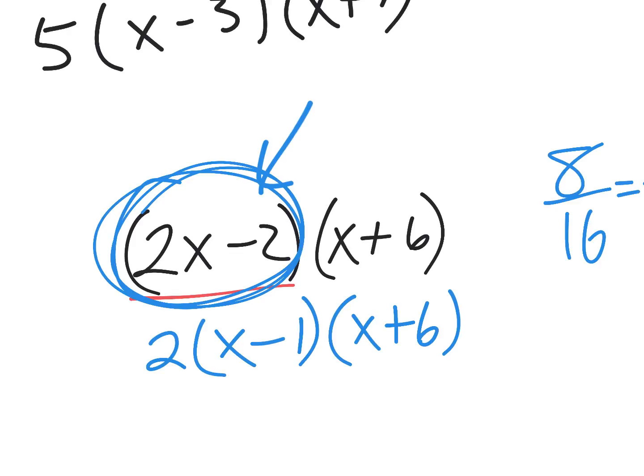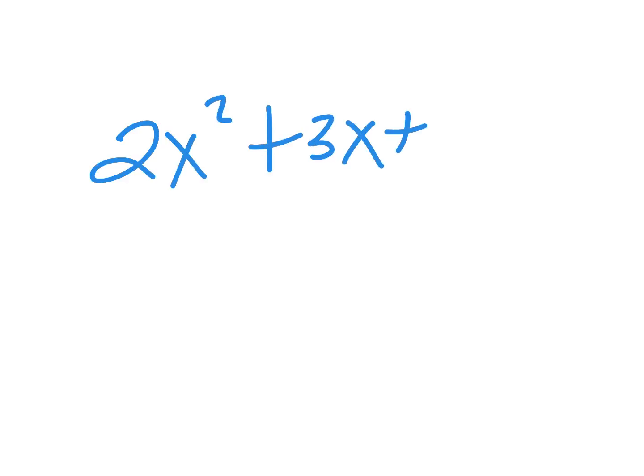All right. Next thing I want to try factoring is one of the more complicated ones. 2x squared plus 3x plus 1. That has something buried in the parentheses. It's not just like x plus 2 and x minus 5.